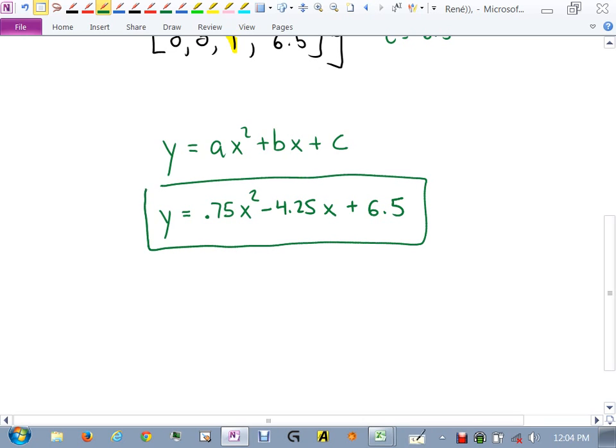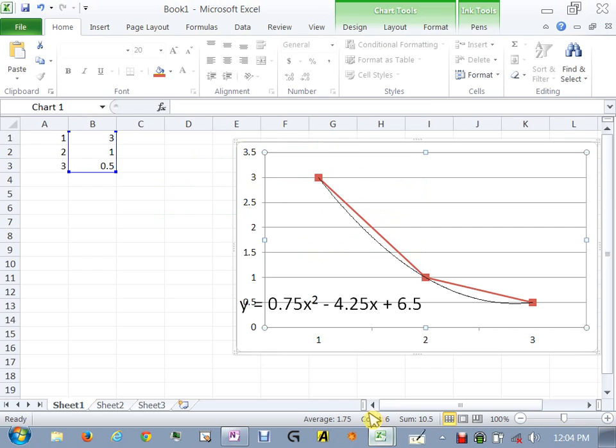This should be the parabola that fits that data. That's it. We found the function. We have fit a quadratic function onto our data. Yes? Which, going back to Excel, is exactly what Excel got. Right?